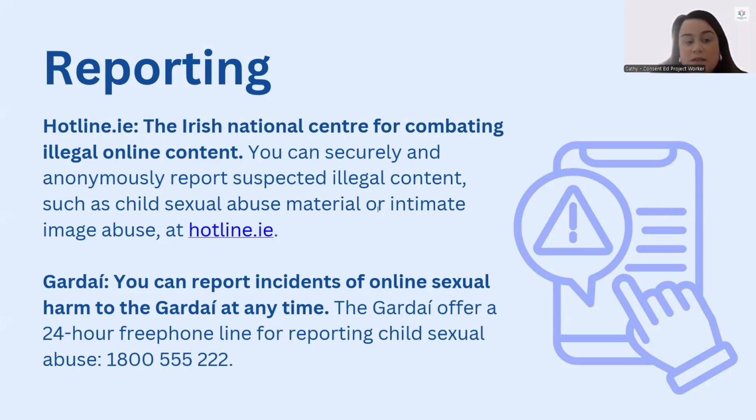Okay, so I suppose what supports are out there for parents in relation to supporting and reporting your child if they are a victim of online harm? So Hotline.ie is the main national centre for combating illegal content online. So it's a national service. You can securely and anonymously report suspected illegal content such as child sexual abuse material or intimate image abuse on Hotline.ie. So it's quite easy to use.